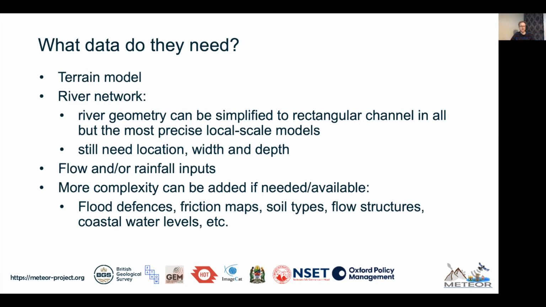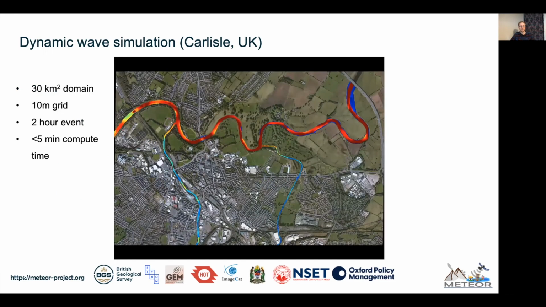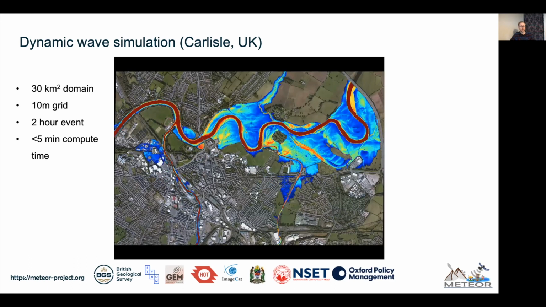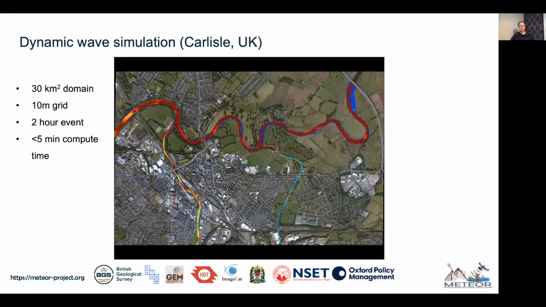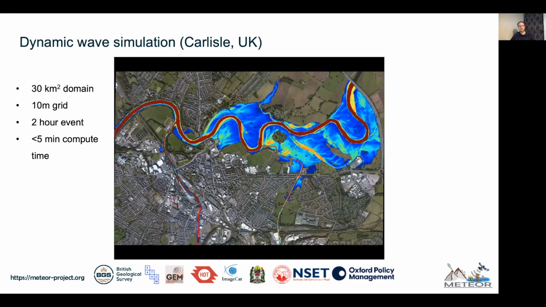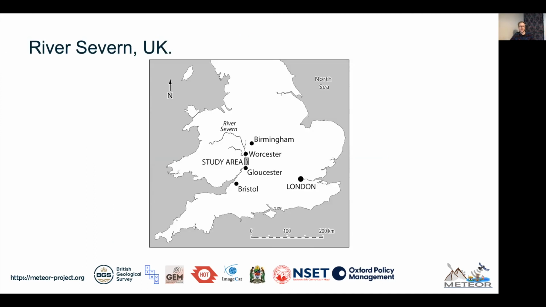So if you put the necessary inputs into the model, what you will get is something that looks similar to what you can see on the screen right now. This is a video of a simulation of a real event that happened in Carlisle in the UK. Now, an important question, of course, is to ask, well, do these models work? Are they accurate?